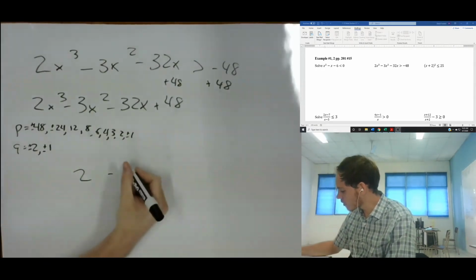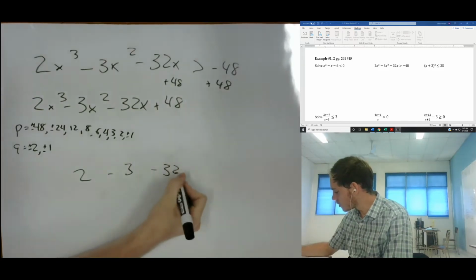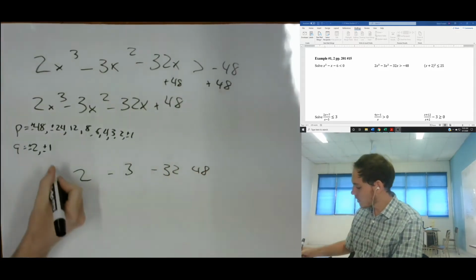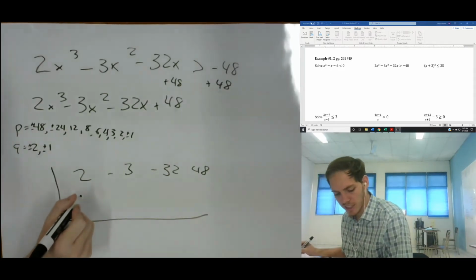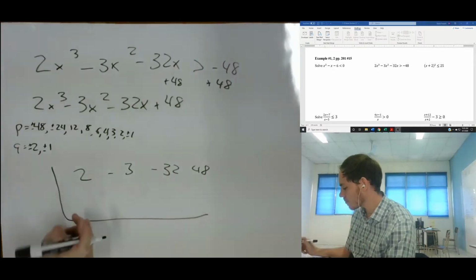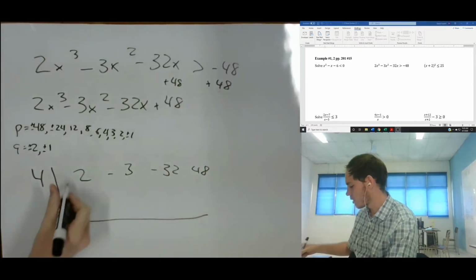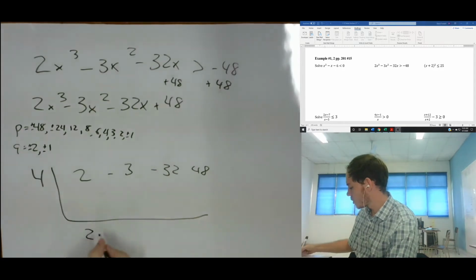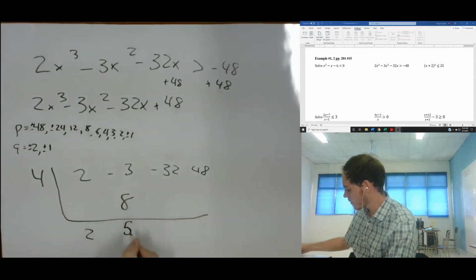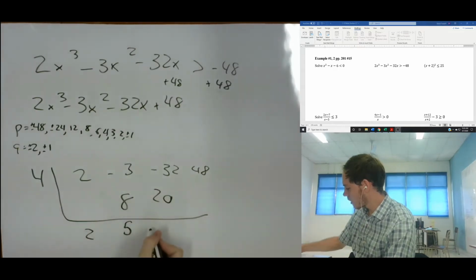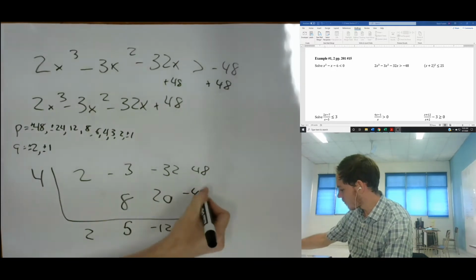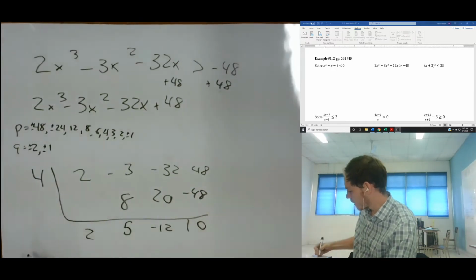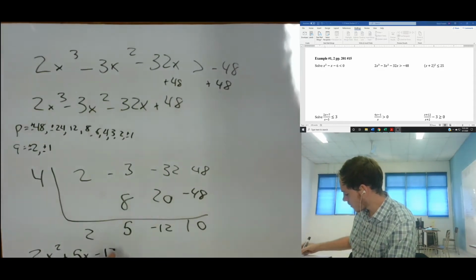So we have 2, negative 3, negative 32, and 48. Normally I would try mine, but I'm going to kind of cheat and look at how the book does it, in the sense that it saves us some time. So we're going to try 4. 4 gives us 2, 8, 5, 20, negative 12, negative 48, 0. Okay.